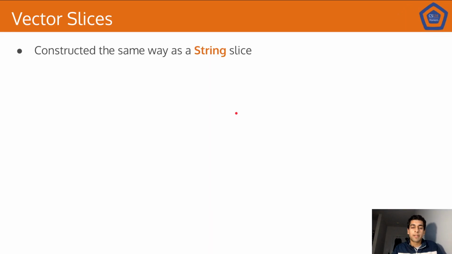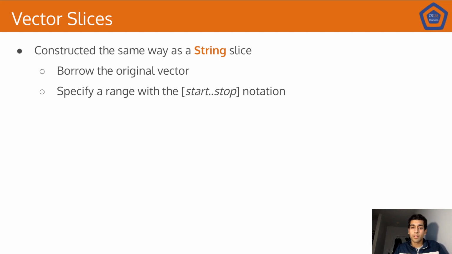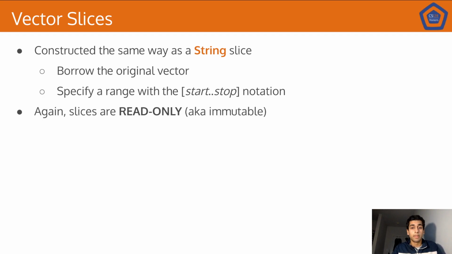So just to reiterate, vector slices are constructed the exact same way as a string slice. You borrow the original vector, and you specify a range with a start and stop notation. And again, slices are read-only. They are immutable. You're borrowing immutably, so you cannot change the data inside your slice.